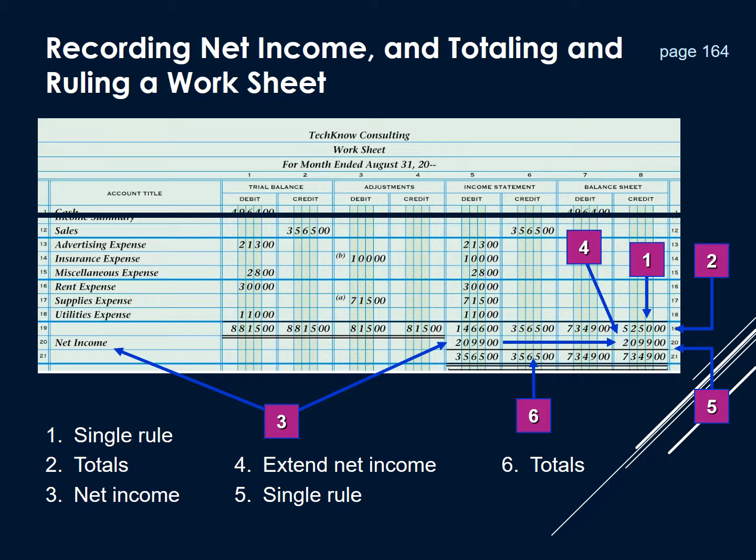But notice the income statement and the balance sheet totals are not the same. If the debit and credit side of the income statement equal, and the debit and credit sides of the balance sheet equal, then you can double rule. If they do not, then you have to go back and find the error.